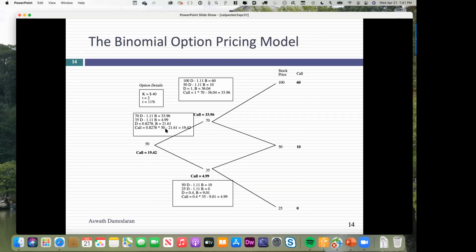At t equal to 0, if I go through the same process, I come up with the following. If I go out and borrow $21.61 today, and buy 0.8278 shares of stock, don't even ask me how you buy that, but if I could, I've created something that looks exactly like the call all the way through the process. That position is going to cost me $19.42. The value of this call option with 2 time periods to expiration and a strike price of 40 is $19.42.